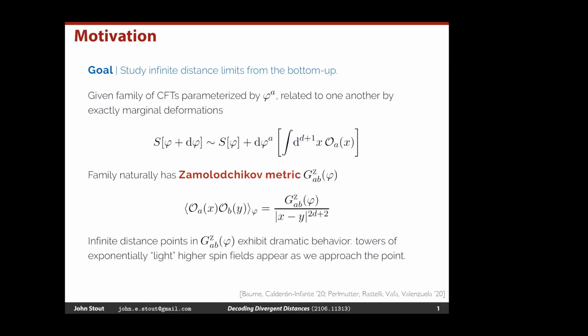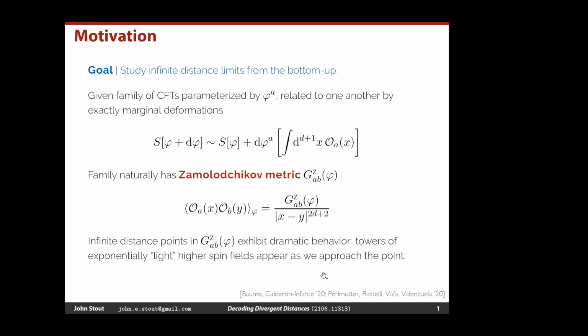Basically, this work was motivated by a particular observation. Let's say that we have a family of CFTs that are related to one another by exactly marginal deformations. Schematically, I take my action and I can deform this action by some marginal operators. And this will span some conformal manifold. Now, this family naturally has a metric on it called the Zamolodchikov metric. That's related to the two-point function of these exactly marginal operators.